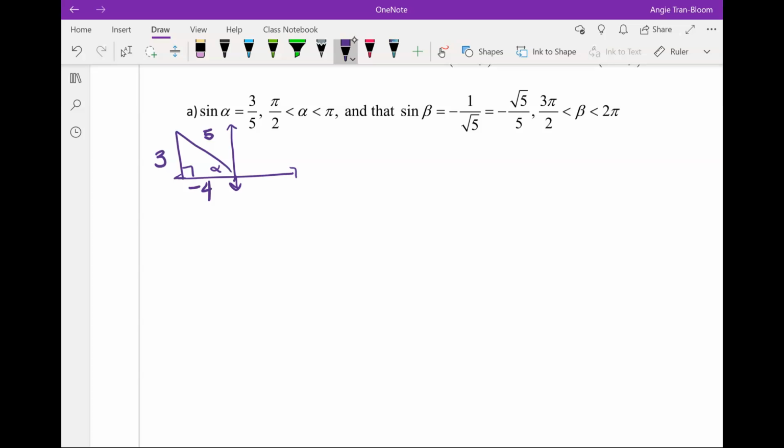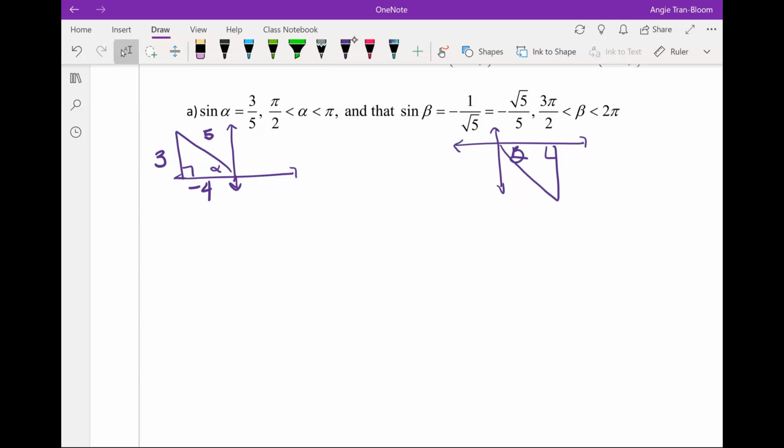Beta. What quadrant is beta in? 4. You're right. Draw it in quad 4. What if you draw in the wrong quad? You're going to get the wrong what? Sign. Okay. So beta is in quad 4.